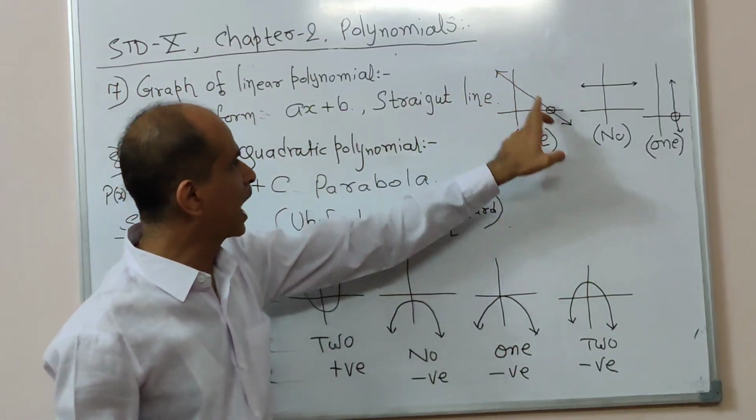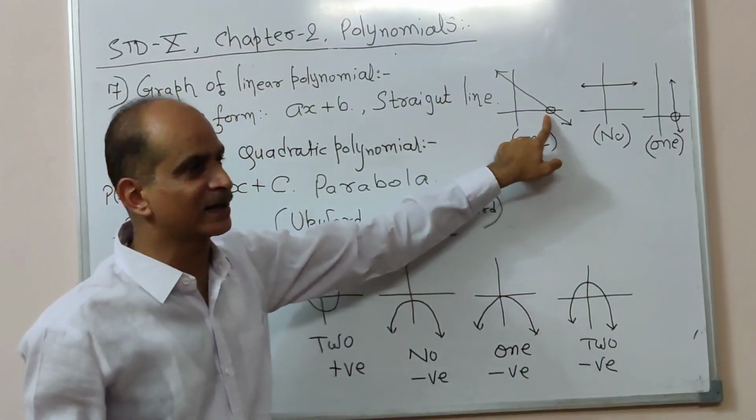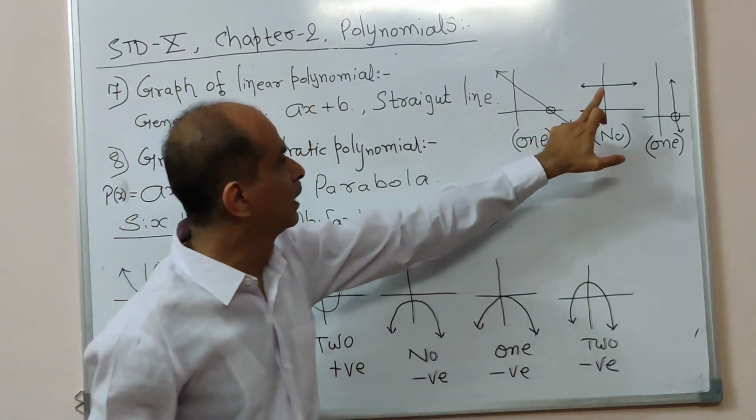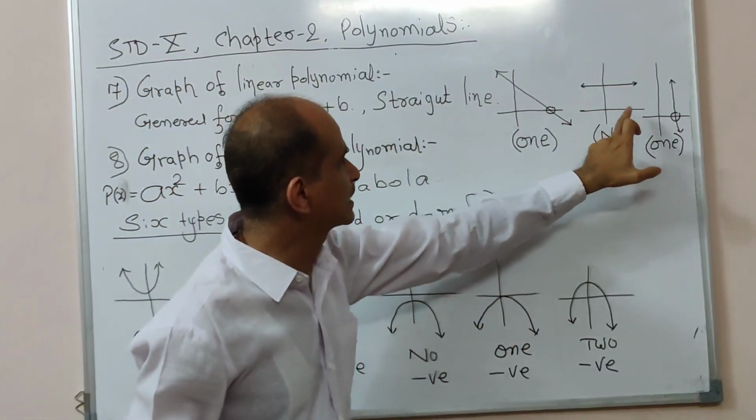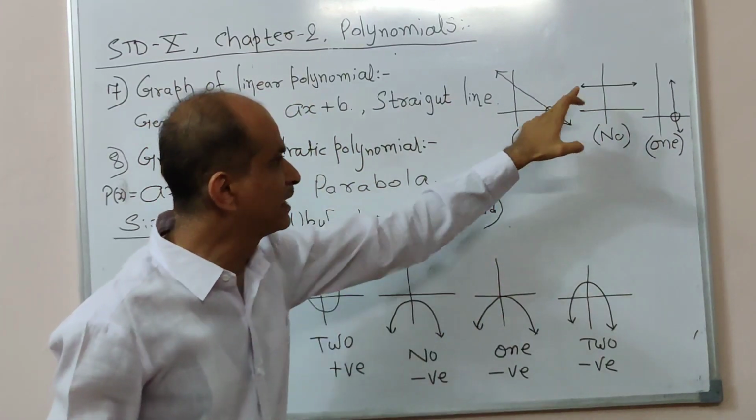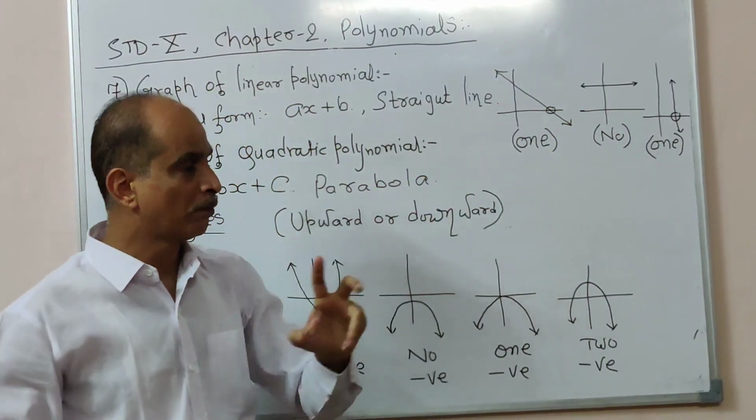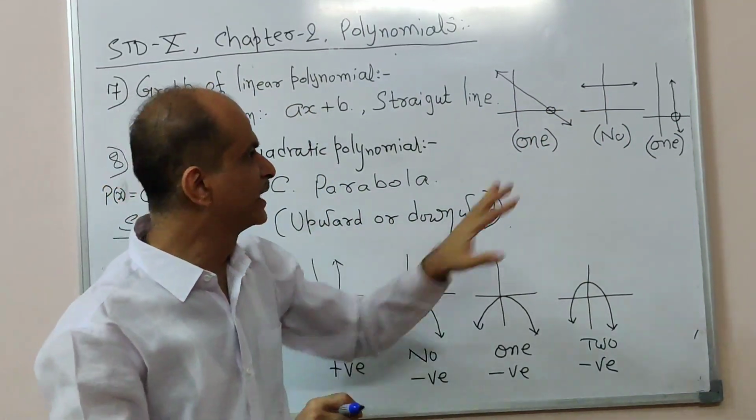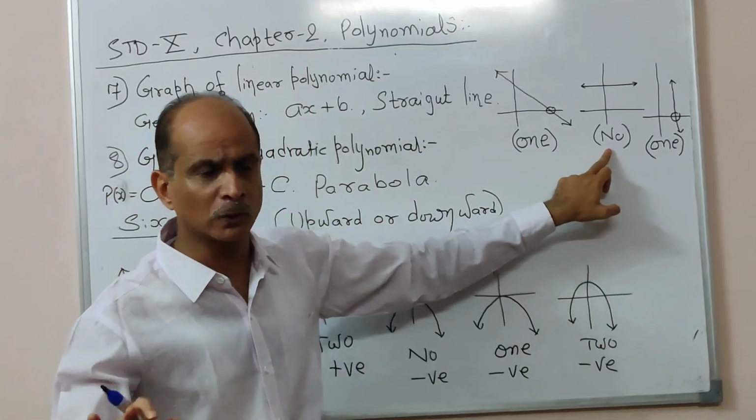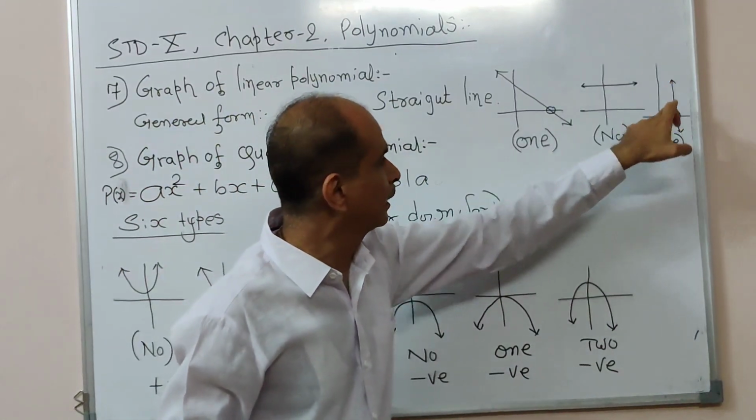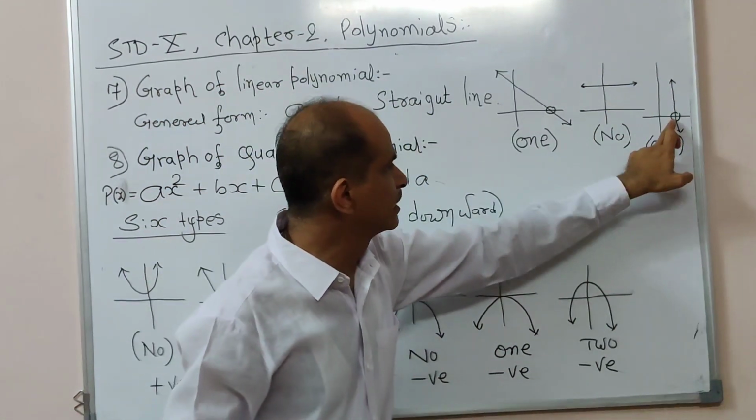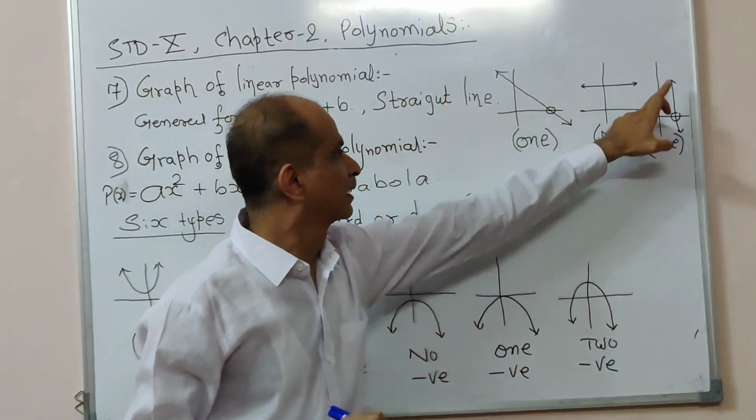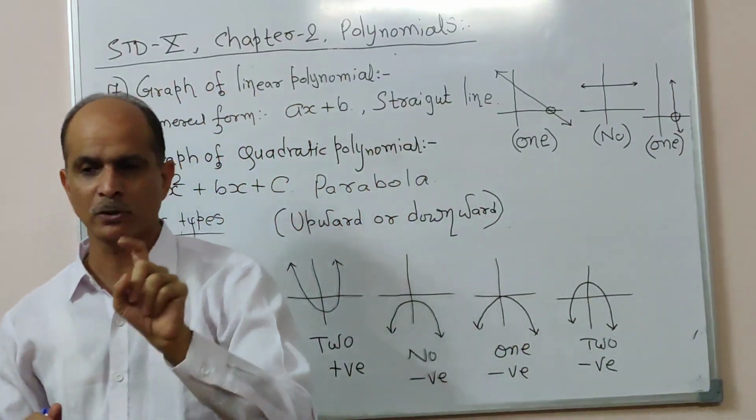Here, the graph intersects the x-axis at one point, and that's why it has 1 zero. Here, the graph does not intersect the x-axis, though it intersects the y-axis. But it does not intersect the x-axis, and this graph has no zero. While here the graph intersects the x-axis at one point, and that's why this graph has 1 zero.